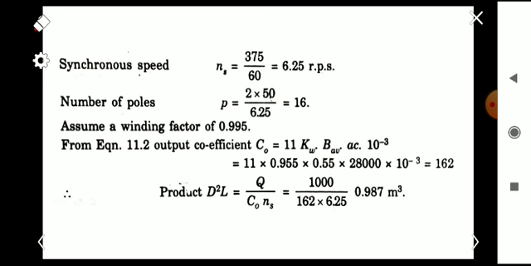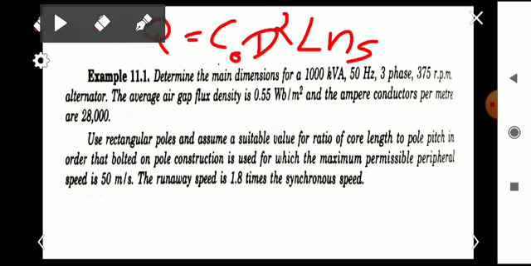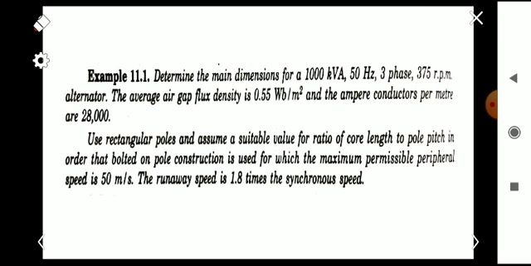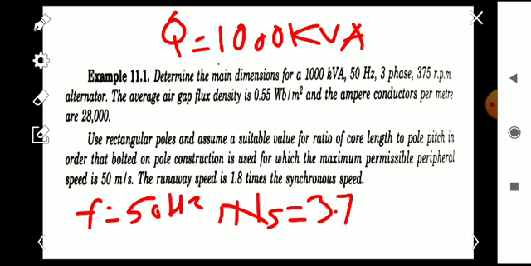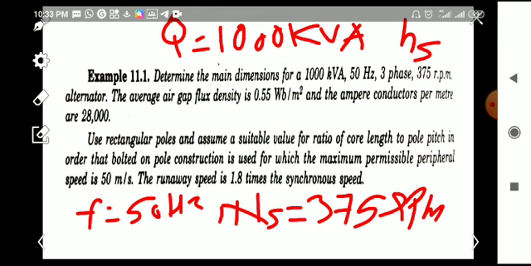Before doing the problem, just note down the values given. The value of Q is 1000, given as 1000 kVA, and f is 50 Hz, and Ns is 375 RPM. It is in RPM, but in our output equation we are using a small ns, which means speed in RPS. So we have to divide this capital Ns by 60 to get small ns, that is speed in RPS.